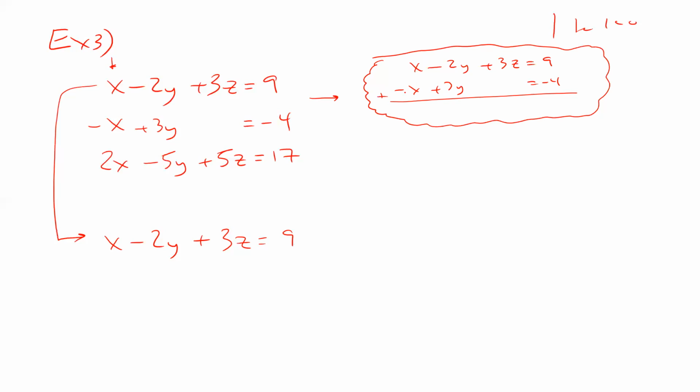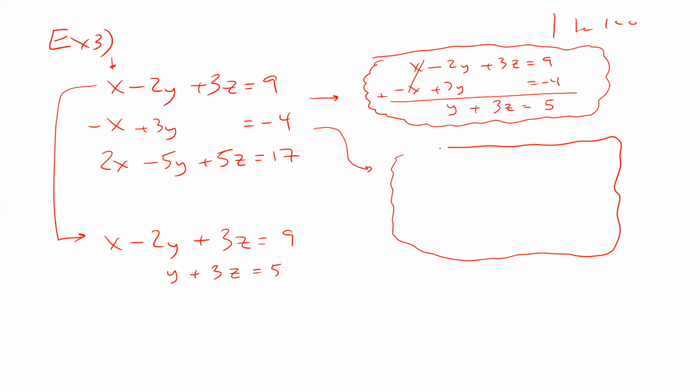Did we get rid of x's? Absolutely. What is -2y plus 3y? It's just y. 3z plus nothing gets me 3z. And 9 plus -4 is 5. That becomes my new equation underneath. Next, we got this little piece right here in our elimination imaginary world. We got another one.